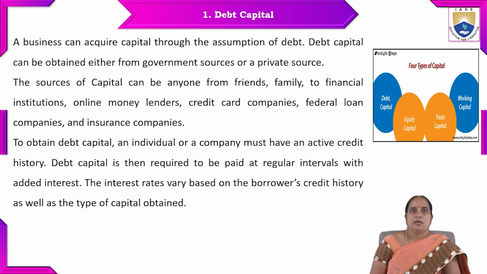To attain debt capital, an individual or a company must have an active credit history. Based on the creditworthiness of the company, financial institutions and banks provide loans to the company. Debt capital is then required to be paid at regular intervals with added interest. The interest rates vary based on the borrower's credit history as well as the type of capital obtained.